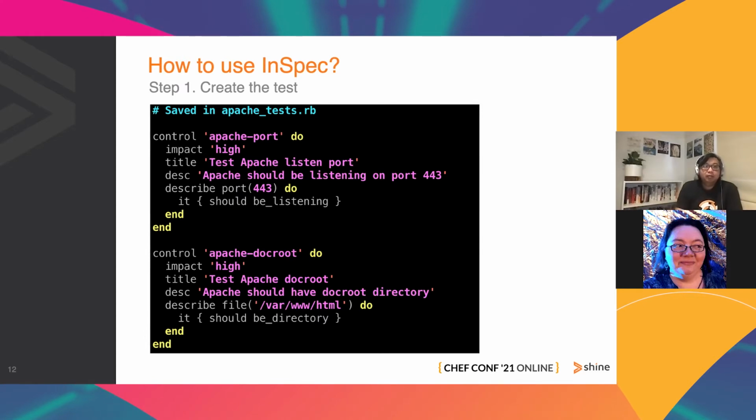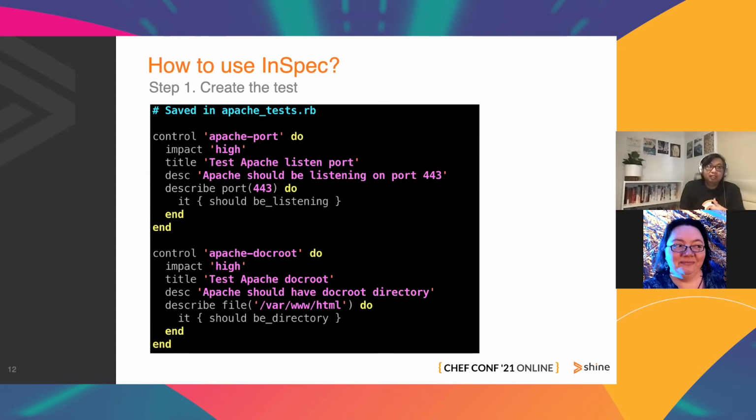Here's an example of a test file. So you can define a set of controls. In my case here, we have Apache port control and Apache doc root. For each control, you can define the impact, like high, medium, low, or you can put a decimal number, 0.5, 0.9, 1.0. And you can also put the title and description of these controls.